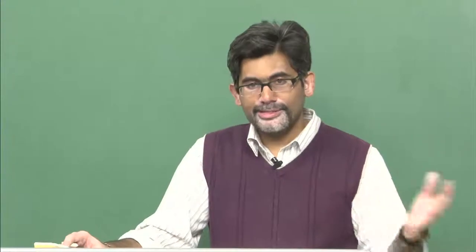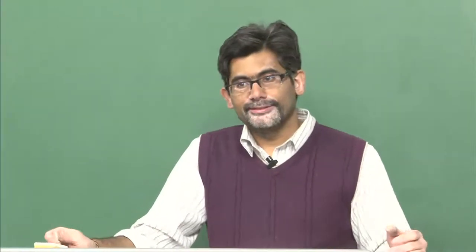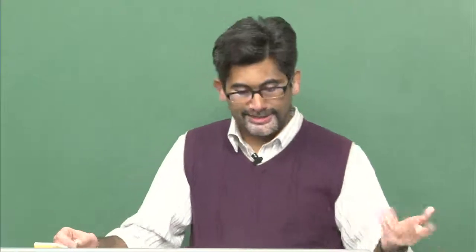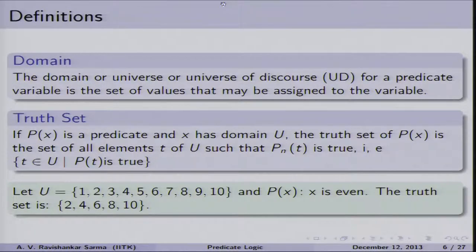P is a predicate, and X has this particular kind of domain U. U can be anything, it can be natural numbers, it can be a set of people, etc. Then the truth set of P(X), that means we are talking about when this formula P(X) is going to be true. For example, if you say that all humans are mortal, that means all will die at some day or other, you represent it as H(X) implies M(X). If X is a human being, then X has to be mortal. So when is that formula going to be true? You need to have a domain U, the set of people. In that context the truth set of P(X) is considered to be the set of all elements T of U such that P(T) is true. That means a truth set is any term which belongs to the universe of discourse U such that P, when it is replaced by a ground term T, has to be true.